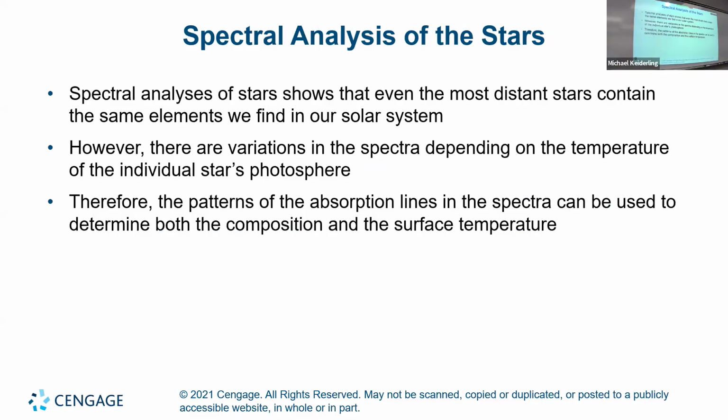And there are variations. Spectral analysis of stars shows that even the most distant stars contain the same elements we find in our solar system. Basically, all the stuff we find out in our solar system, we can find in distant stars, we can find in the sun. However, there are variations in the spectra that depend on the temperature of the individual star's photosphere. Depending on the temperature, the lines for various elements get stronger because they get more or less excited. And what elements are ionized changes in the surface. So it turns out the patterns of the absorption lines of the spectrum can be used to determine both the composition of a star and its surface temperature.